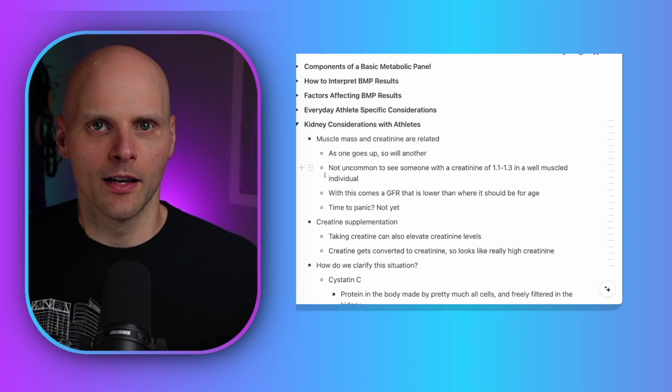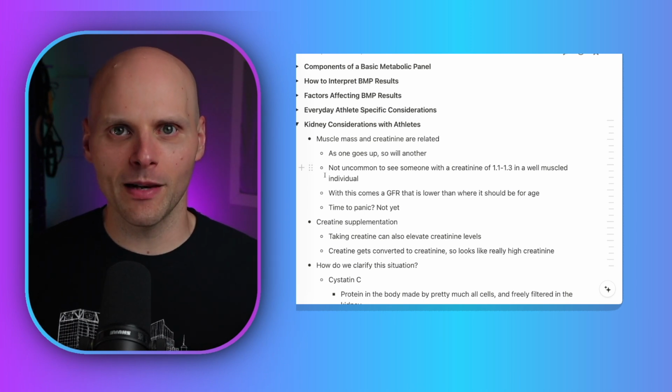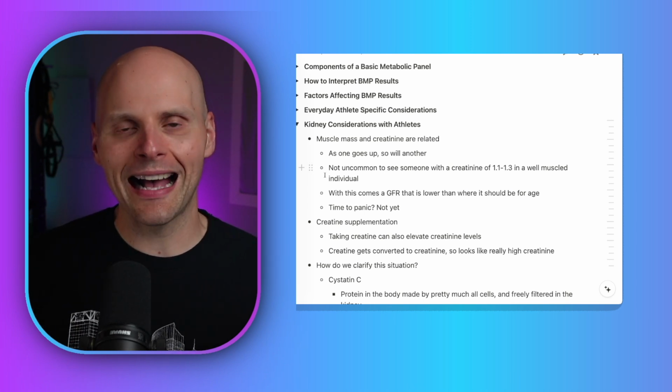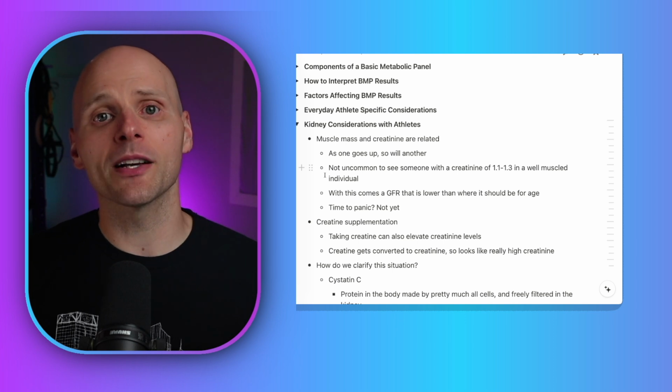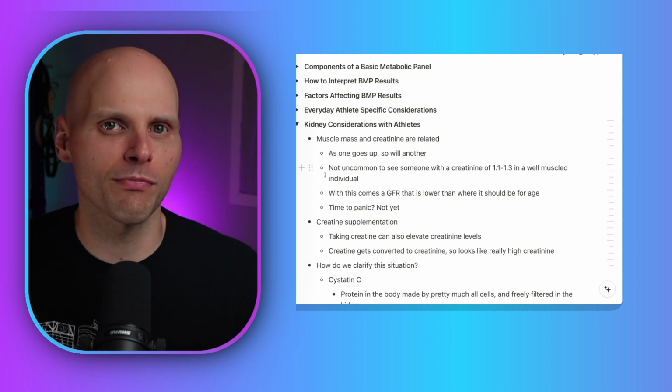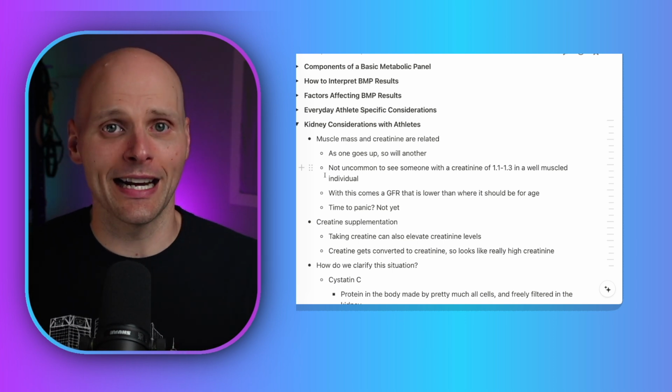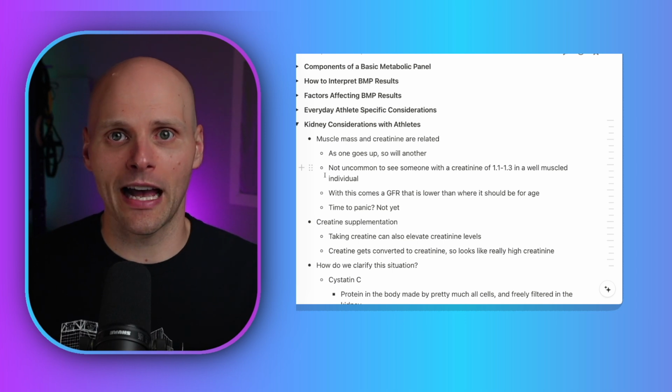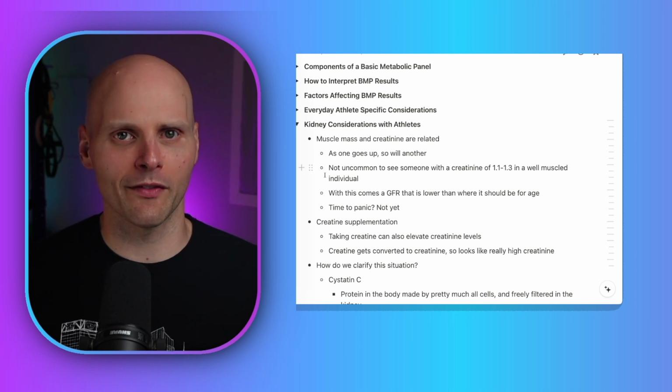And so now I want to dive right in and talk about the kidney considerations for athletes. As we talked about a little bit before, muscle mass and creatinine are related. So as one goes up, so does the other. If you have a higher muscle mass, so you're bigger, more jacked, you're probably going to have a higher creatinine value. And it's not uncommon to see someone who's well muscled to have a creatinine of 1.1 to 1.3, kind of in that area.